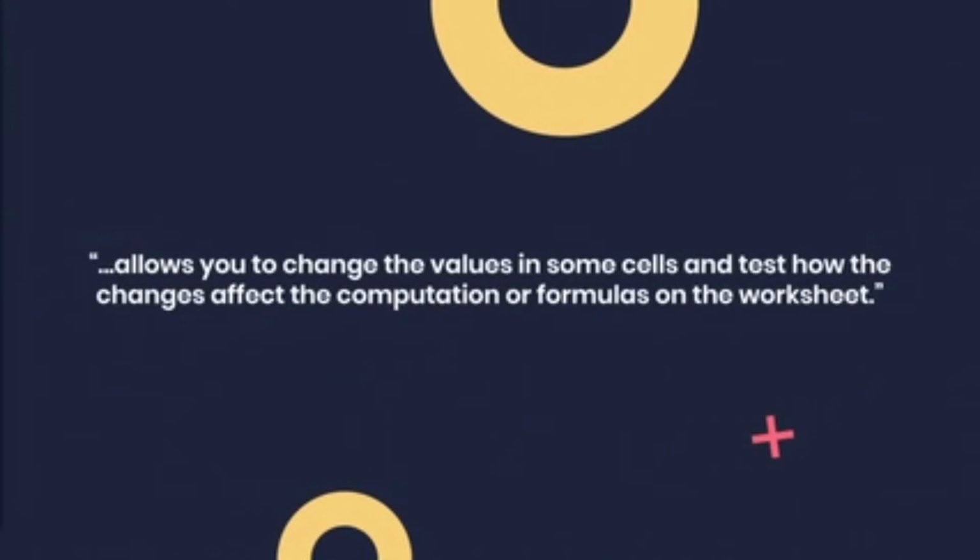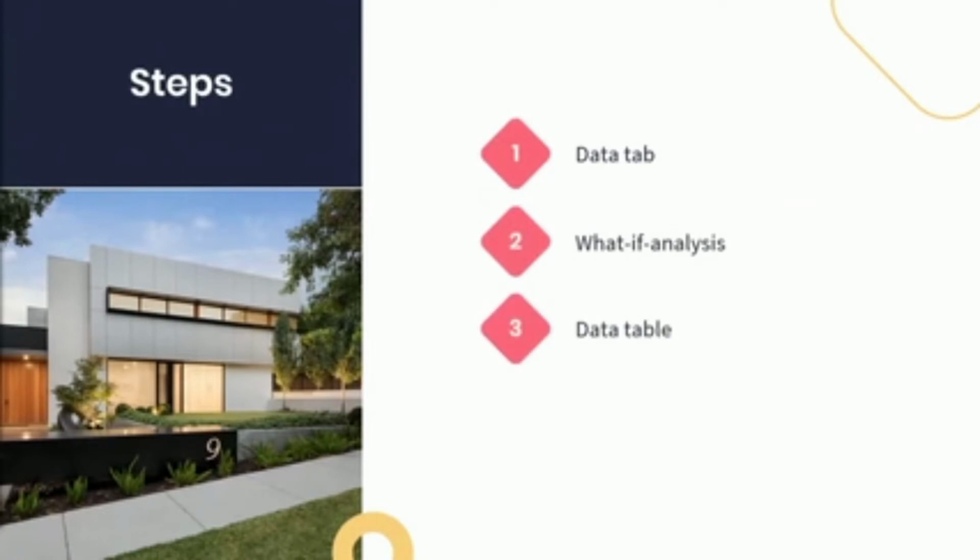In general, the what-if analysis tools allow us to change the values in some cells and to test how the changes can affect the formulas on a worksheet. Now remember, Scenario Manager and data tables are all part of the what-if functions. Therefore, their definitions may be the same, but the steps may be different too. So having a look at the steps, we go into our Data tab, once again to the what-if analysis, but this time we're going to choose our data table and choose the variable which you would like to use.